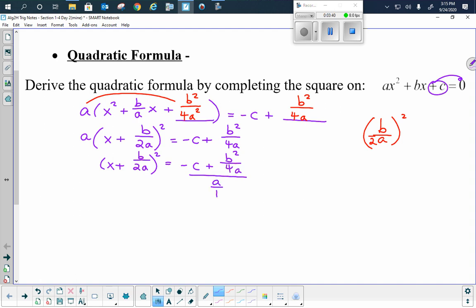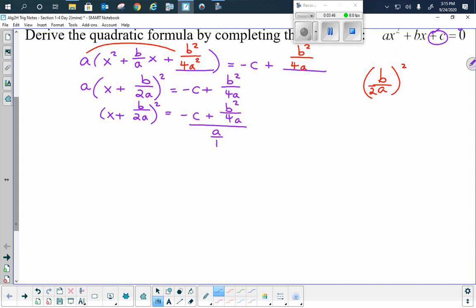Okay, divide by the a. Dividing by a over 1 is the same as multiplying by the reciprocal, 1 over a. So I'll do a couple things at once. We'll take the left-hand side, leave it alone, squared. Right-hand side, let's get a common denominator for our numerator. So the common denominator is going to be 4a. So I'll have negative 4ac over 4a plus b squared over 4a. And I said I'm going to multiply that by the reciprocal of the denominator, so times 1 over a.